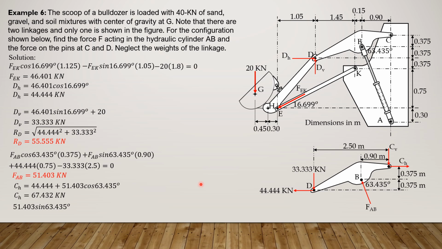Then for CV, summation of forces in Y: FAB, 51.403 sine of 63.45 degrees, minus 33.333, minus CV equals 0. From there, we can solve for CV equal to 12.640 kilonewtons. Then finally, the force at C is the square root of 67.42 squared plus 12.643 squared. So R sub C is equal to 68.607 kilonewtons. So these are the answers.